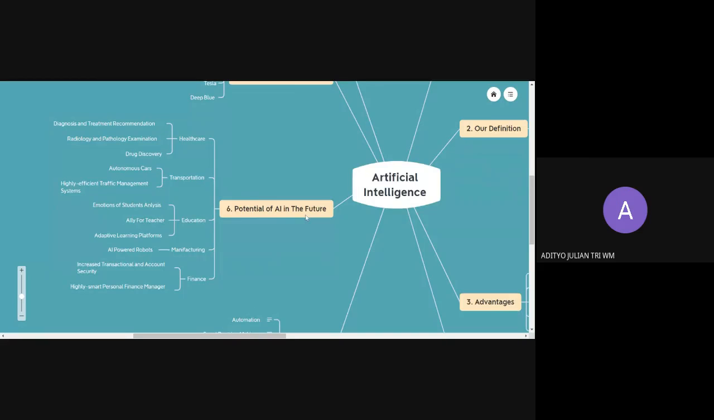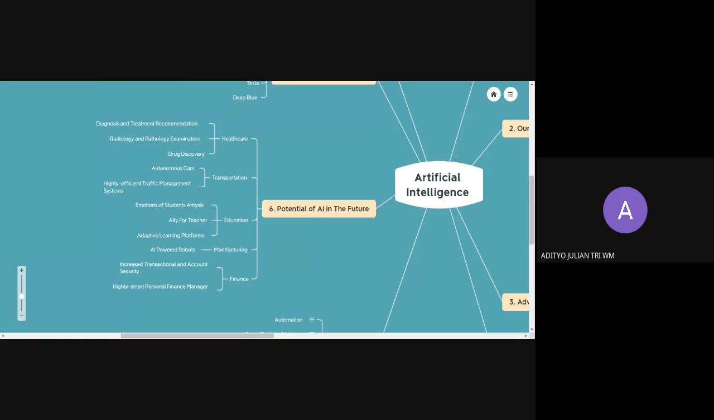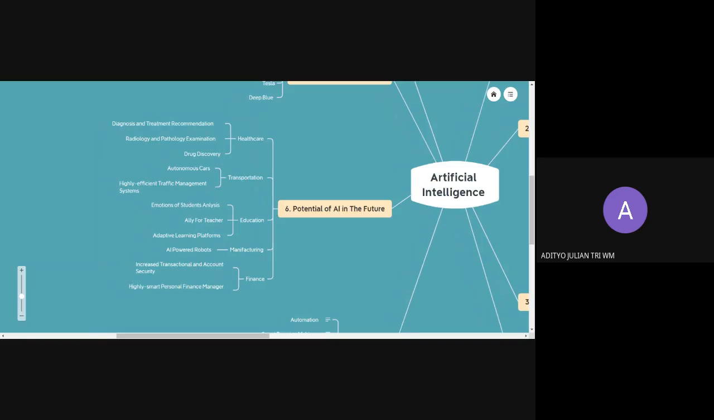My name is Aditya Julian, and I'm going to talk about the potential of AI in the future. I believe that we will have more segments than what we have here, but I'm just going to explain the potential of AI in the future in the segments of healthcare, transportation, education, manufacturing, and finance.